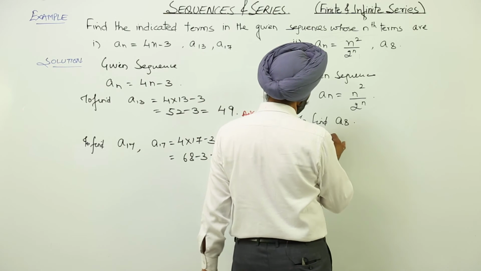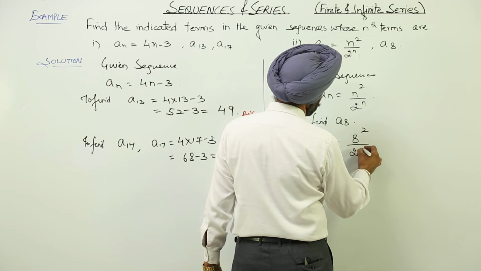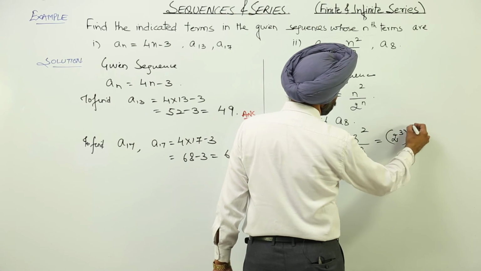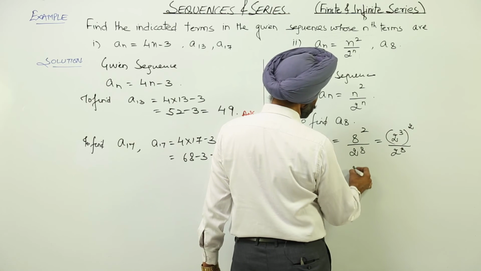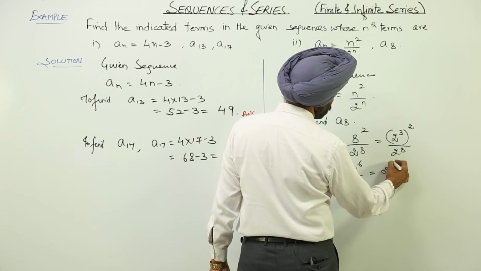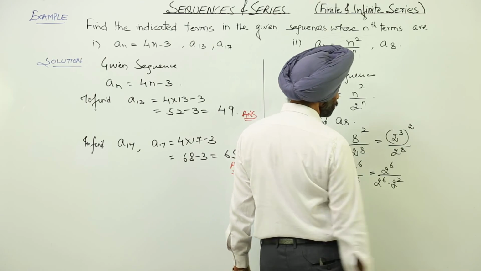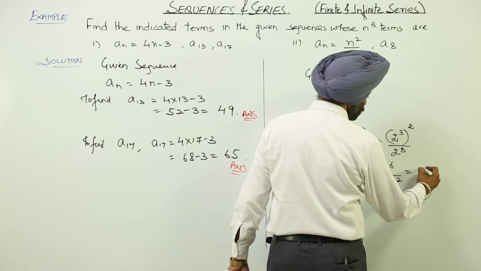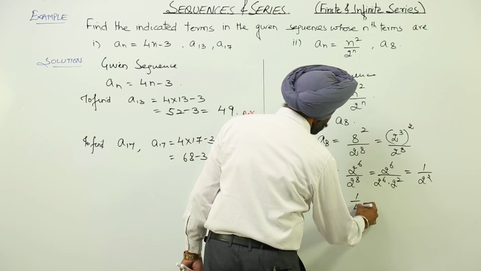Now 8 square upon 2 raised to power 8. This we can write as 2 cube square upon 2 raised to power 8. Now this becomes 2 raised to power 6 upon 2 raised to power 8. We can write it as 2 square. Bases are equal, powers are subtracted here. So now this becomes 1 upon 2 raised to power 2. This is 1 upon 4, answer.